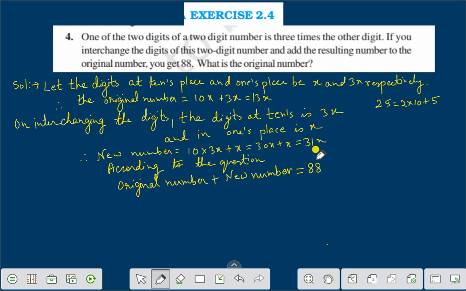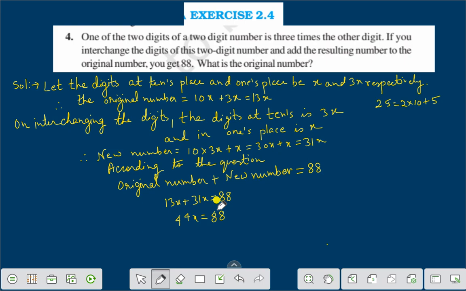Therefore, you are getting 13x plus 31x is equal to 88. So we add the numbers. 3 plus 1 is 4, that is 44x is equal to 88.